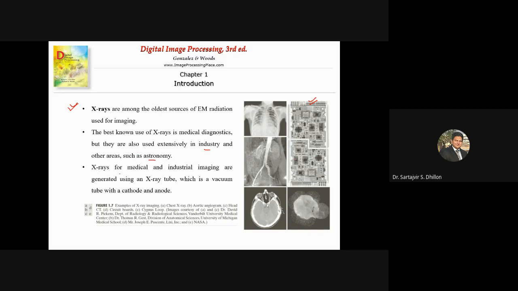The X-rays for medical and industrial imaging are generated using an X-ray tube. What is that particular X-ray tube? It is nothing but a vacuum tube in which there is a cathode and an anode, two terminals. And these are some samples where we are using it: a chest X-ray, an angiogram, a head CT scan, then a circuit board, which is very obvious, and this last one is for the astronomical application.